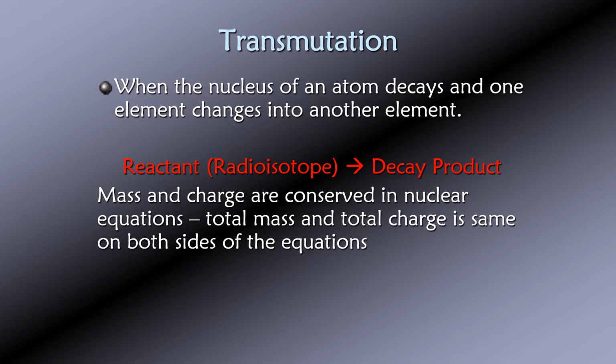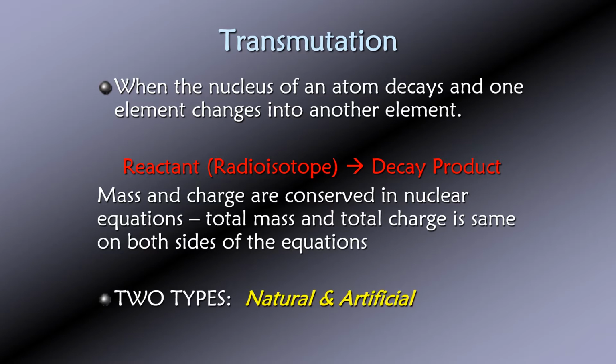So what does it mean that the mass and the charge have to be the same on both sides? This means that the sum of the mass and the charge in your reactants should be the same as the sum of the mass and the charge in your products.